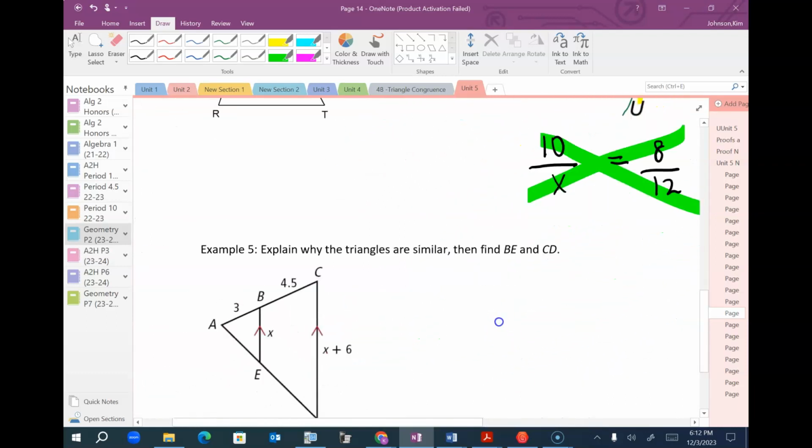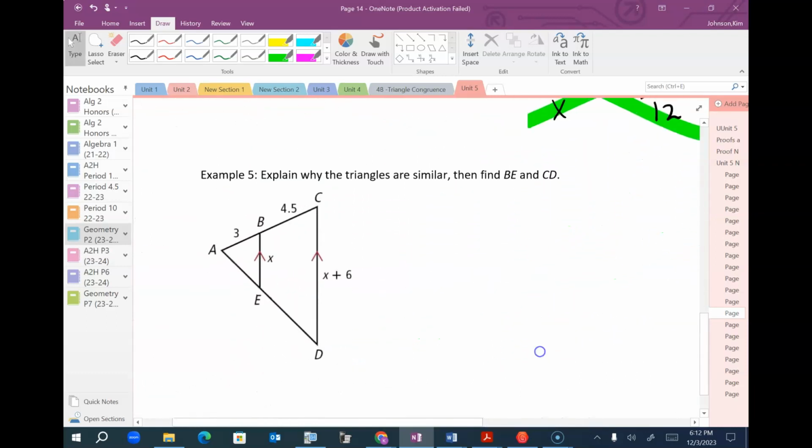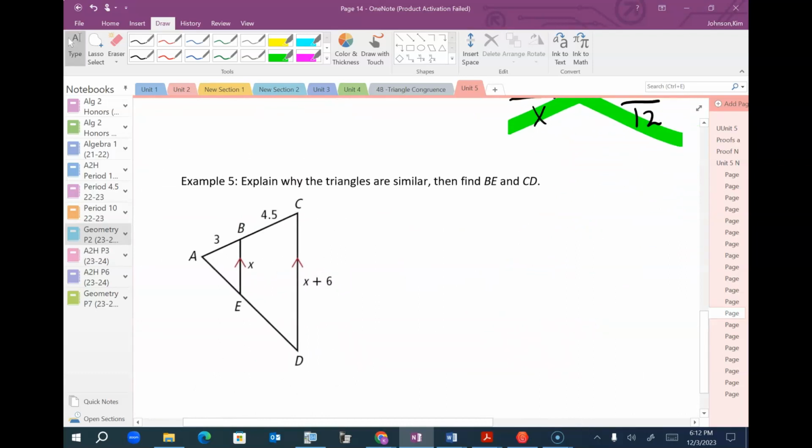Okay, let's go down to example 5. This is going to be our last one. We're going to explain why the triangles are similar. Again, these are parallel lines, right? So we can use angle-angle theorem for this. If these lines are parallel, and this is a transversal, we know that these are alternate interior angles, so those will be congruent. And then these will also be congruent.